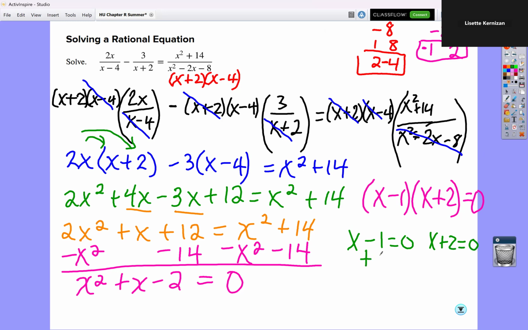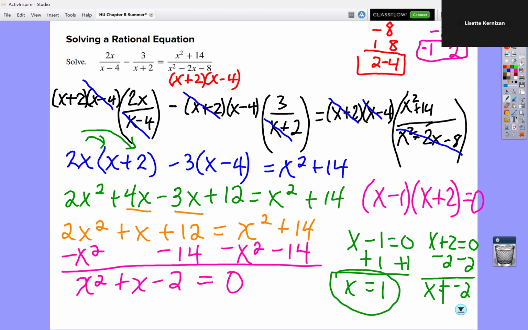You solve. x is 1, and x is negative 2. So you always want to check. Remember, we don't want the denominator to be 0. When I plug in 1 here, it works. 1 minus 4 doesn't give me 0, and 1 plus 2 does not give me 0. When I plug in negative 2, it works here. Negative 2 minus 4 is negative 6, but negative 2 plus 2 is 0. So this one is a problem. So my only answer here is going to be x equals 1.